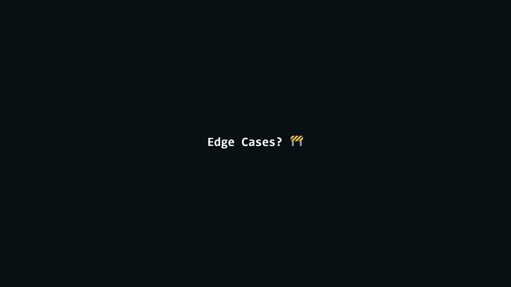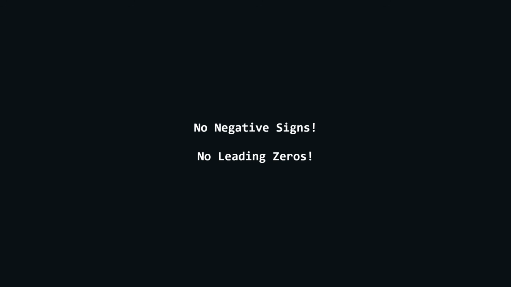So what about edge cases? Is there anything weird we need to watch out for? Well, the problem constraints tell us that all the numbers in our list are guaranteed to be positive, starting from 1. This is great news, because it means we don't have to write extra code to handle negative signs or worry about numbers that start with 0.